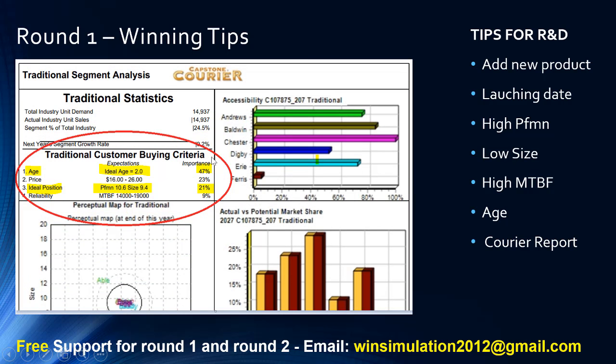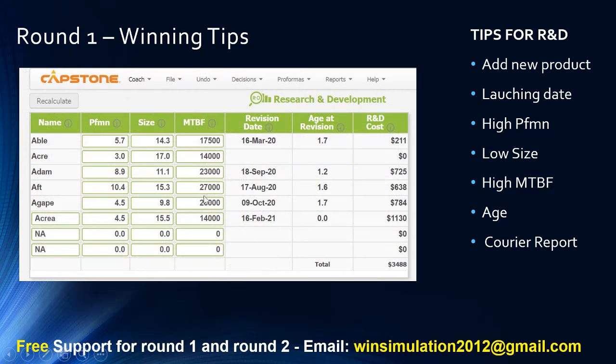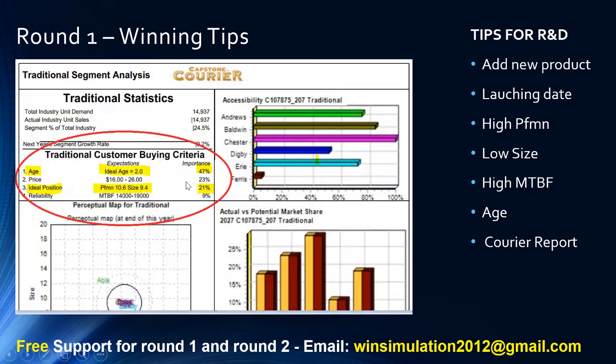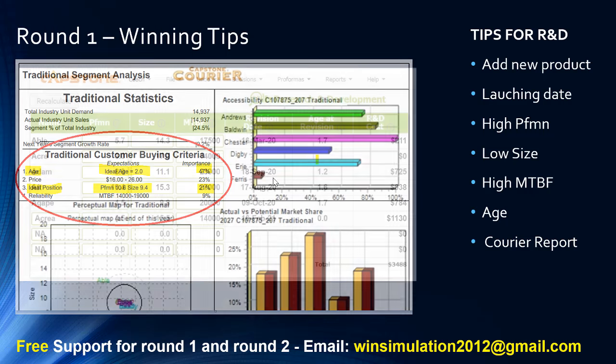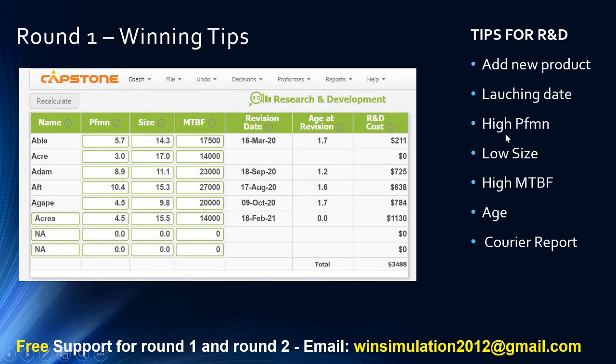So we look at the Courier report. You see the ideal position is the most preferred size and performance of customers for each segment. You look at each segment and see different preferences for size and performance and also MTBF, and the importance of each factor is different for each segment, right? So for the segment we keep high performance and low size, and also as high MTBF, or mean time before failure, as possible.